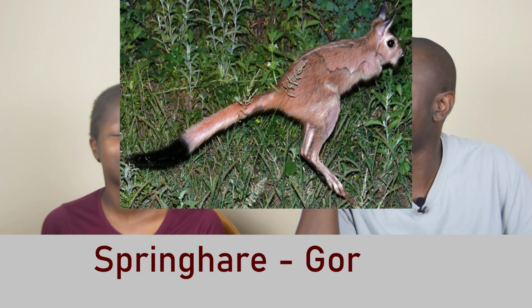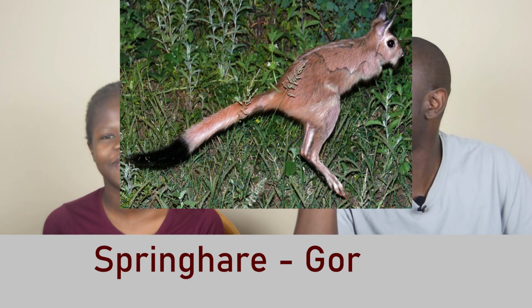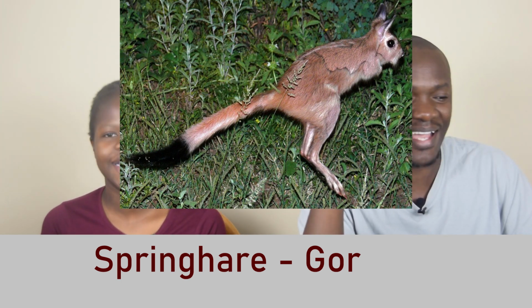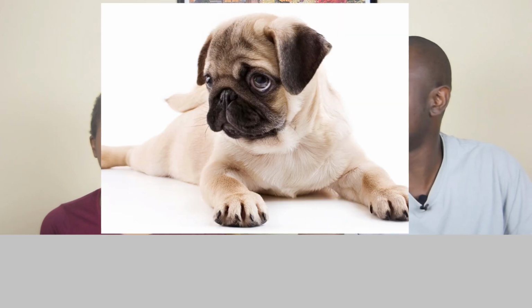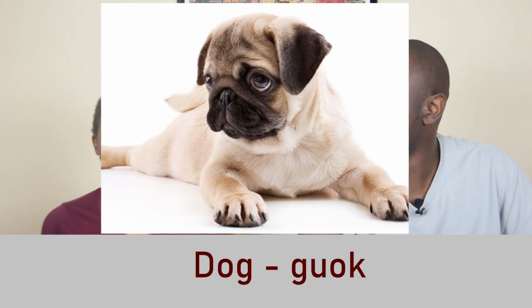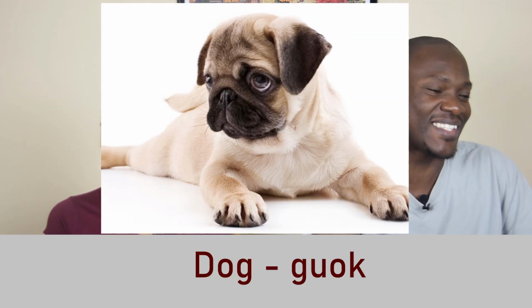Spring hare. You know a hare? Yeah. A hare, a wild rabbit, is called gor. Gor is a spring hare. And a dog? Gwok. Correct. A dog is gwok.